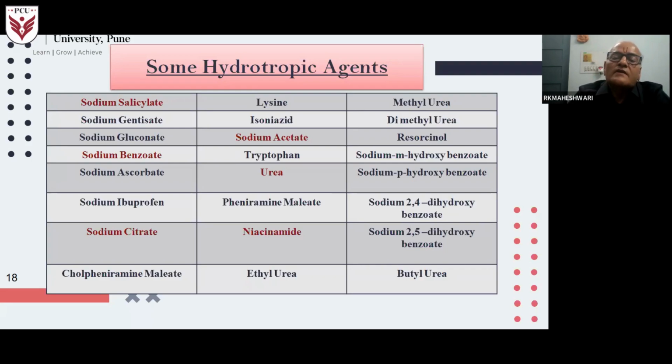Ofloxacin, betifloxacin, tinidazole, metronidazole, naproxen, flurbiprofen, ketoprofen, nalidixic acid, and so on and so forth. A large number of poorly water soluble drugs have very good solubility in sodium benzoate solution. These all are the examples of hydrotropic solubilization.